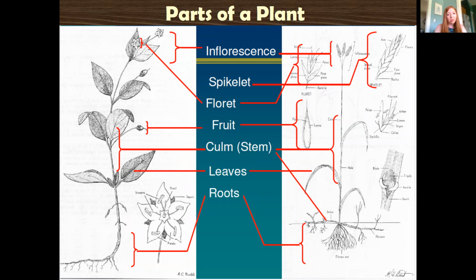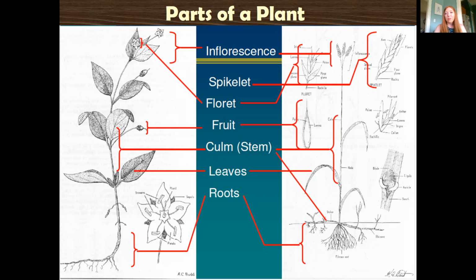So leaves, obviously, the blade of grass, it's a monocot, so it has that long parallel venation in there. Whereas the plant on the left, that's a dicot. The culm, the stem on either side here, and then the floret. So the floret in the inflorescence, so on the left there, those two flowers would make up the inflorescence, and each of the smaller flowers would be a floret.